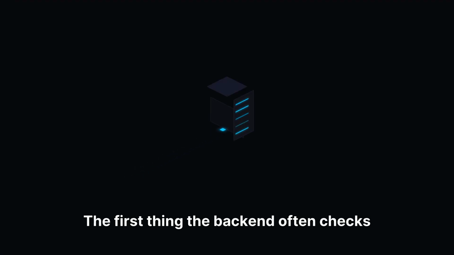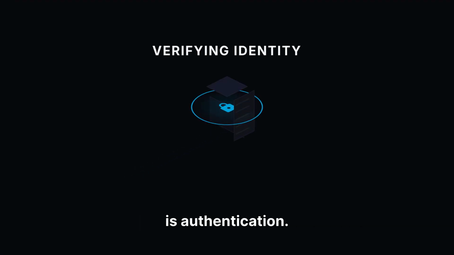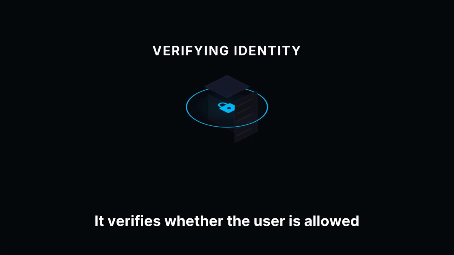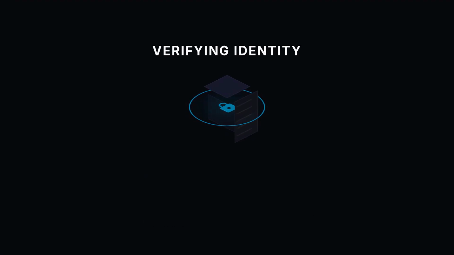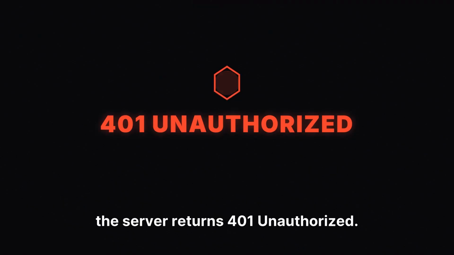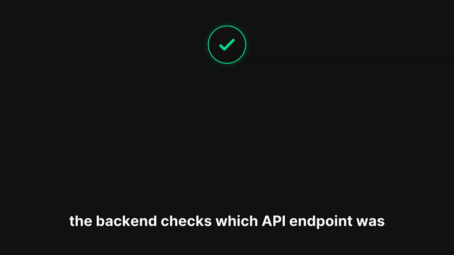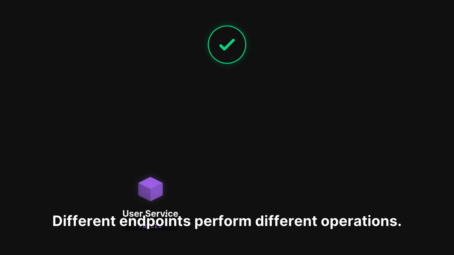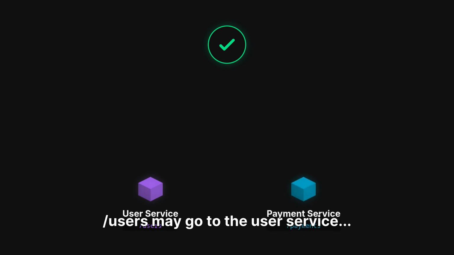Now the server receives the request. The first thing the backend often checks is authentication. It verifies whether the user is allowed to access the resource. If authentication fails, the server returns 401 Unauthorized. If authentication succeeds, the backend checks which API endpoint was requested. Different endpoints perform different operations. For example, /users may go to the user service, while /payments may go to the payment service.